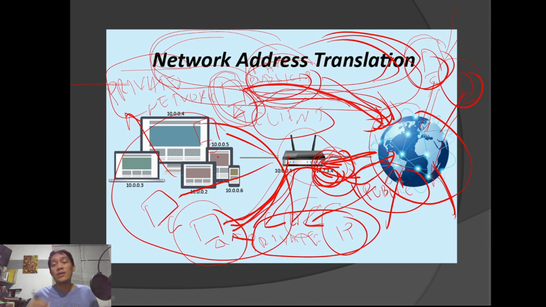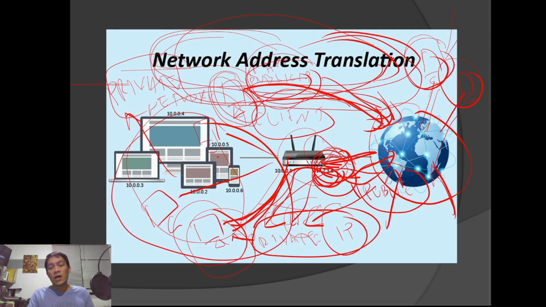So that's why the network address translation translates the public to private IP, ulitin ko ulit, for the purpose of hiding your identity to the internet. At the same time, it translates public to private IP. At the same time, to add more computers without having to use multiple public IP addresses. So that is the function of the network address translation. Okay?